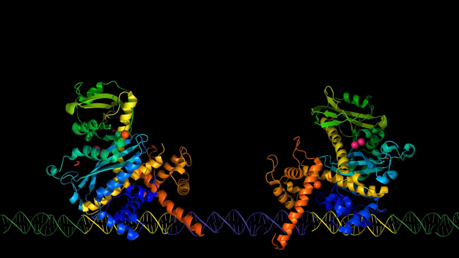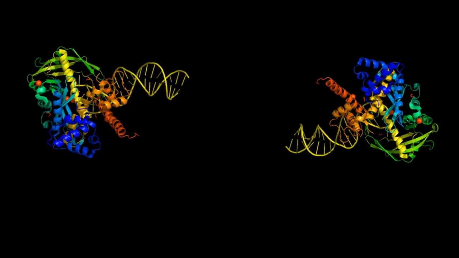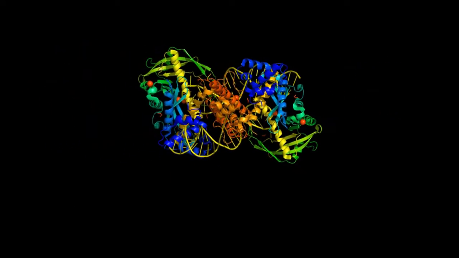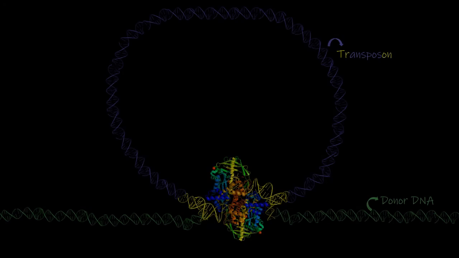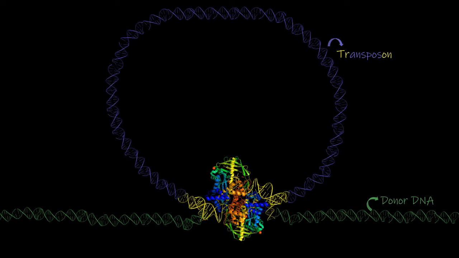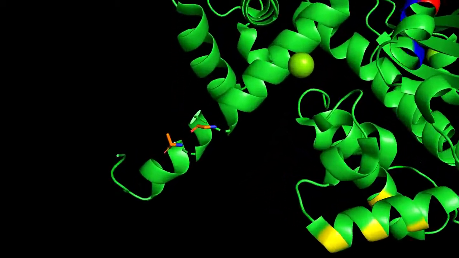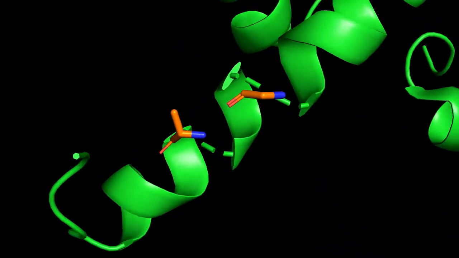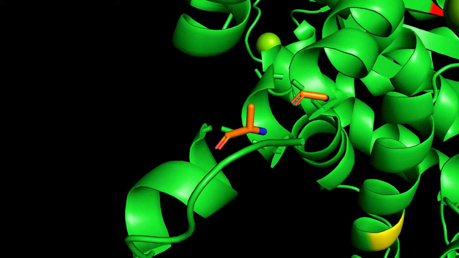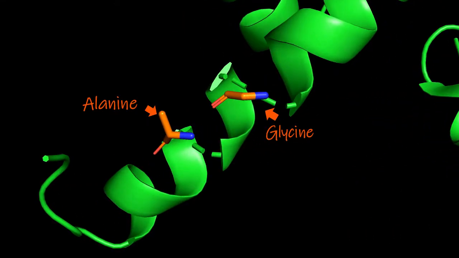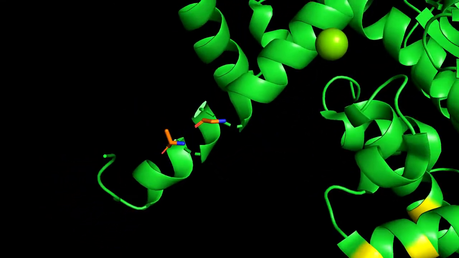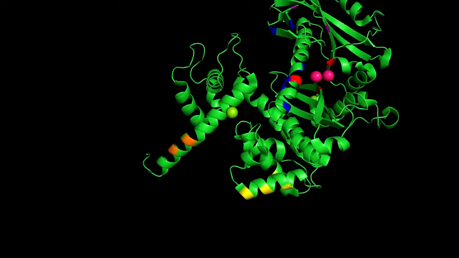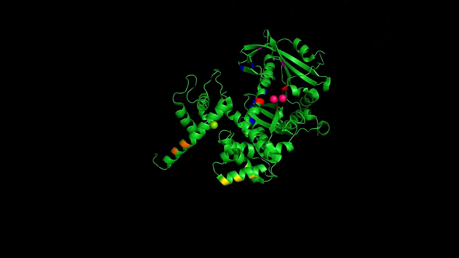Now, the monomers, still attached to the DNA, dimerize, forming a synaptic complex. This loops the transposon, readying it for excision from the donor DNA. This dimerization is facilitated by an alpha helix containing a glycine and an alanine residue. Being non-polar hydrophobic amino acids, these contact their counterparts on the other monomer, causing the dimerization.